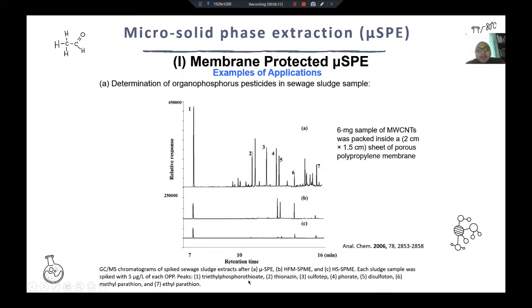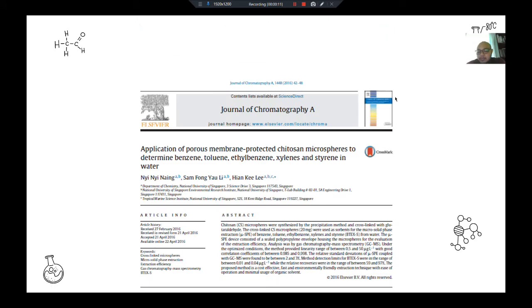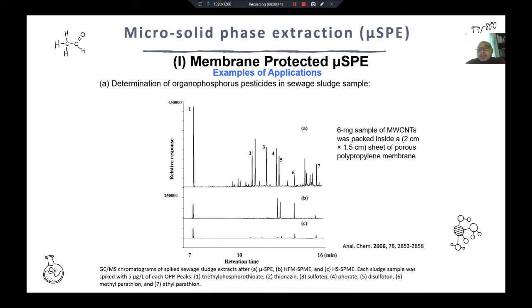Right, so here we have the organophosphorus pesticide. Later on I will revert back to this graph if you want to compare the headspace SPME. HFM, I'm not really sure, maybe it's the direct immersion, I will try to look again on that. Okay, I have checked about the HFM SPME. Basically for the micro SPE, right now we already learned about the membrane.